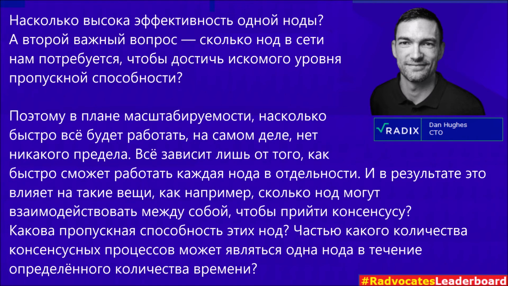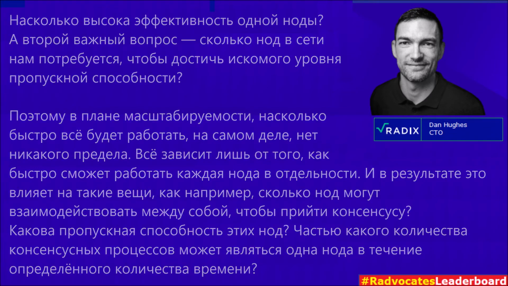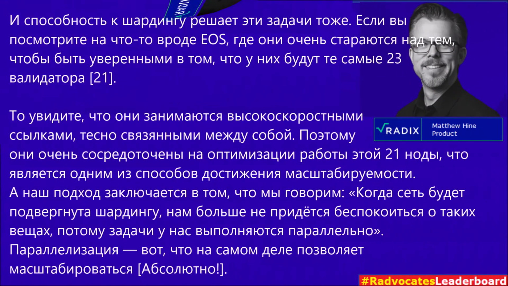It's more about how fast can the individual nodes go, and that kind of dictates things like how many nodes can collaborate together to come to consensus. What's the throughput of those nodes? How many consensus processes can a node be part of at any one given amount of time? And the shardability kind of addresses that as well.